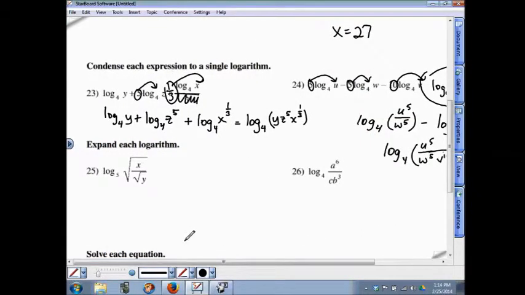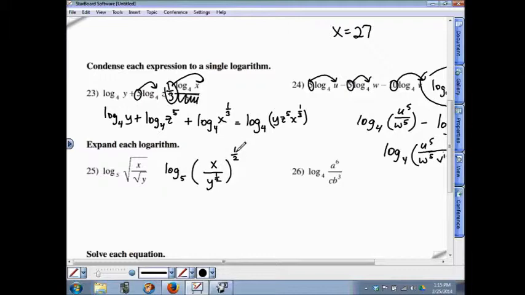Okay, 25 is a rather tricky one. Logarithms and radical signs don't play nicely together. That's just something that you'll be best to try to remember. Radicals and logarithms don't play well. Change radicals into rational exponents. So this expression could be thought of as that. A square root is just a power of 1/2.